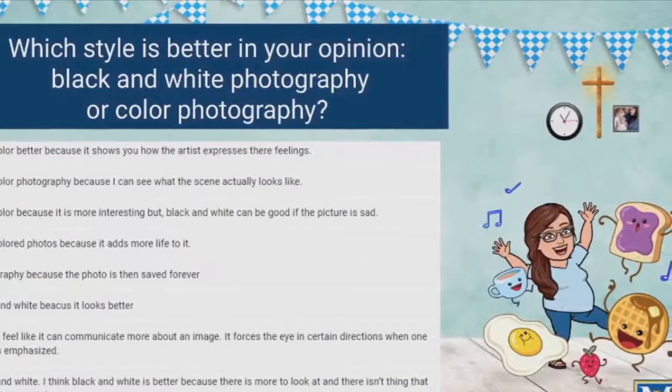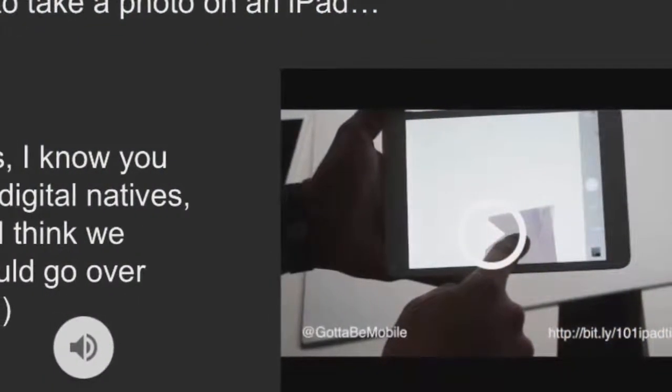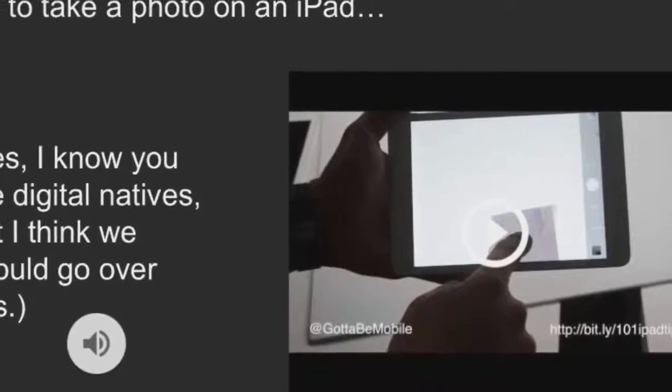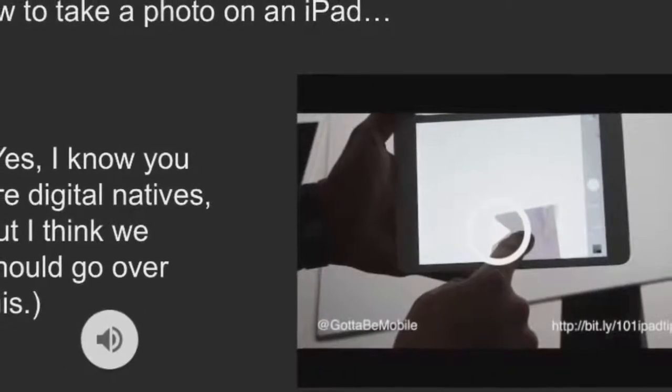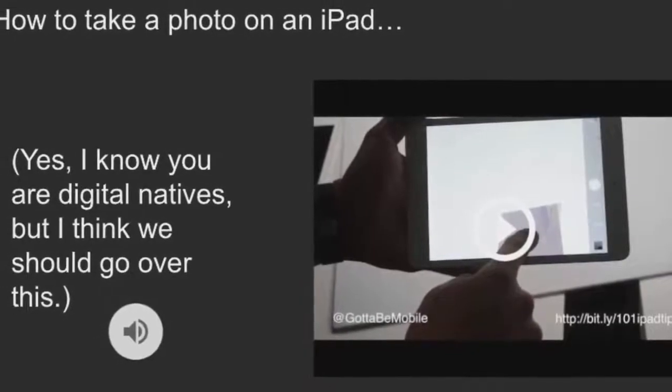We're going to talk now a little bit about what it means to be a digital native, and then we're going to go over how to take a photograph on one of our school iPads, and then you're going to break into your groups and get going with your art today. Let's see what you can create.